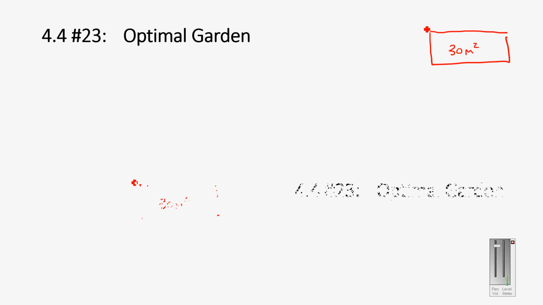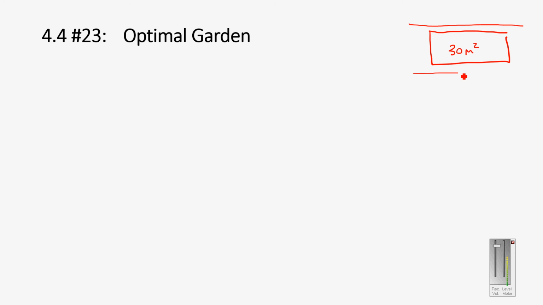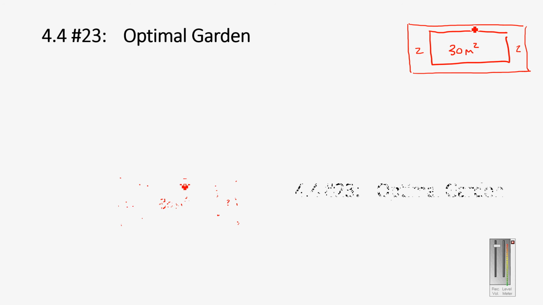So let's go up here. This will be the 1 meter wide on the top and bottom maybe, and 2 meters wide on these two sides. So you got an extra 2 meters, an extra 1 meter, an extra 1 meter. What dimensions of the garden minimize the combined area of the garden and the borders?